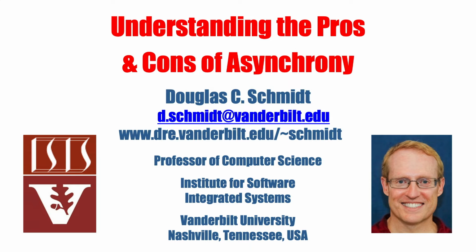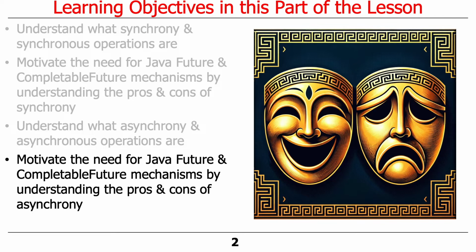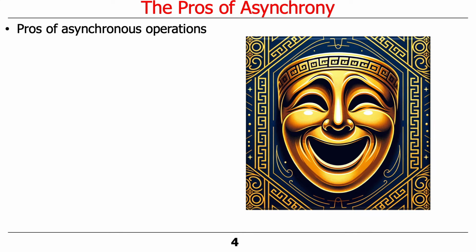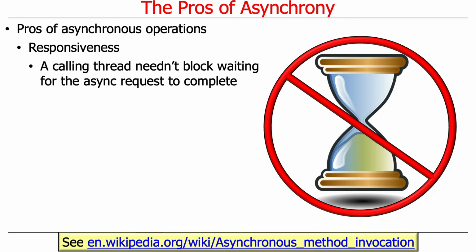So now that you've seen just a little bit about asynchrony and asynchronous operations, let's once again evaluate its pros and cons, and we'll see that this will motivate the need for other mechanisms like completable futures to address the cons that we're going to show here. So let's start out by talking about some of the good things about asynchronous operations. First, they can be responsive.